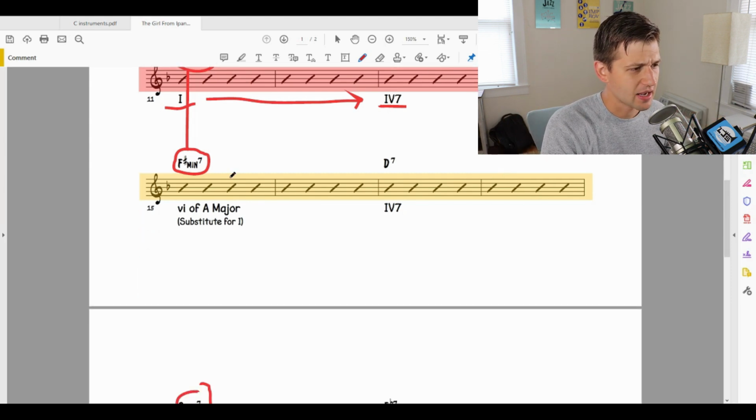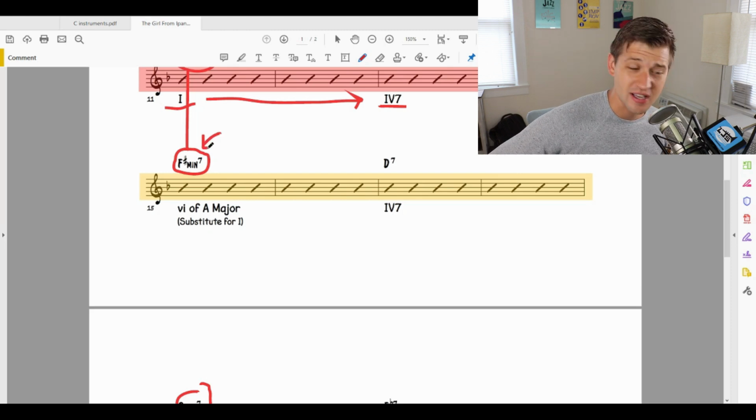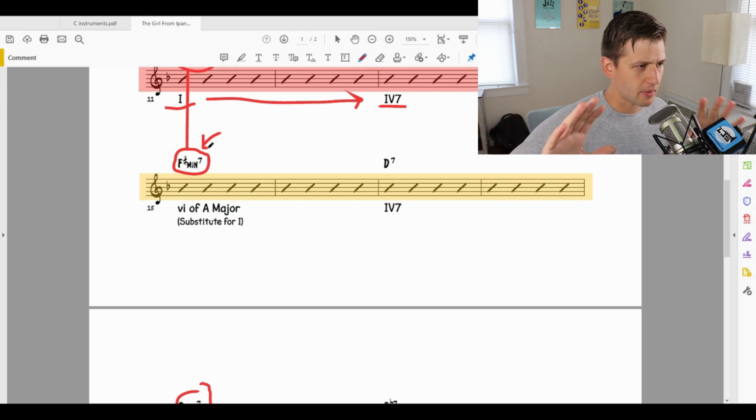Now check this out. Let's take a look here. We have this F sharp minor 7 right here. So basically we took this F sharp major 7 and turned it into an F sharp minor 7. There's the 9 in the melody, right? So what's happening here? Are we moving to the parallel minor, right? We've talked about the parallel minor a lot in this book. No, we're not moving to the parallel minor.